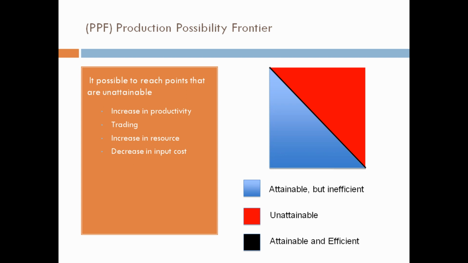PPF. It is possible to reach points that are unattainable through an increase in productivity, trading, an increase in resources, and a decrease in input cost. As you can see here by this graph, the blue is attainable but inefficient. The red, however, is attainable. And the black line is attainable and efficient.